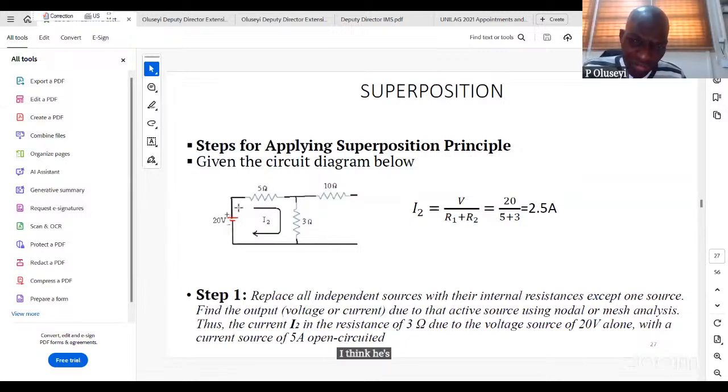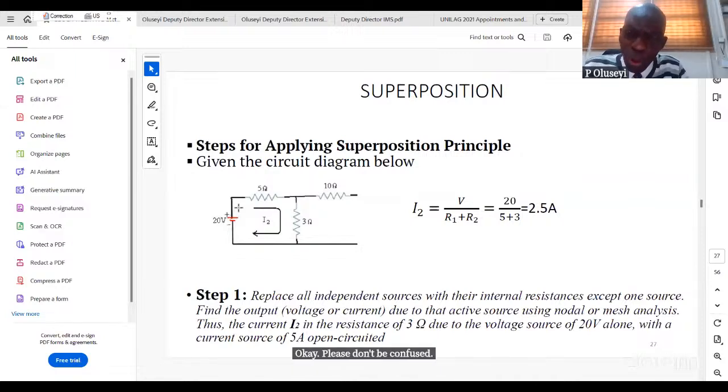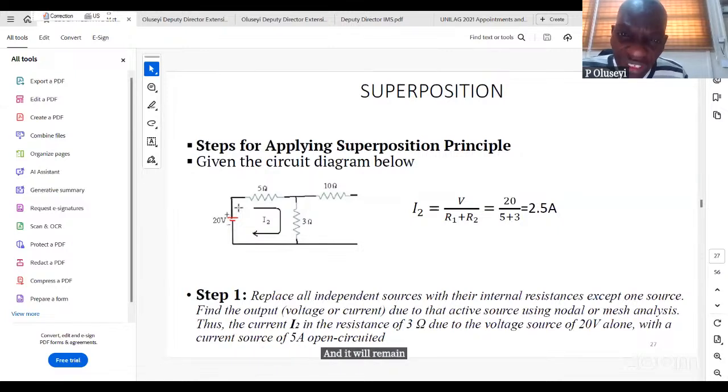Adebisi, does it make sense to you now? Yes, sir. Okay, please don't be confused. When the circuit is completely drawn and there is a closed path, you will have current flowing through each of the resistors. But when the closed path has been broken off, any resistor that belongs to that broken path is not able to complete a circuit. Current cannot jump through a gap. Please take note of that. So it will not be able to conduct, and it will remain as lifeless, or maybe I should say as inactive, as anything.